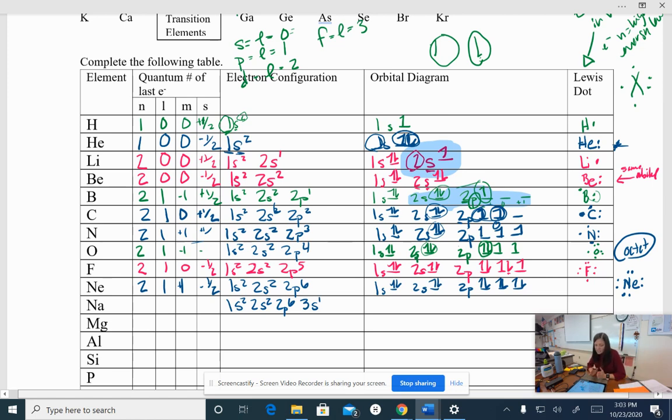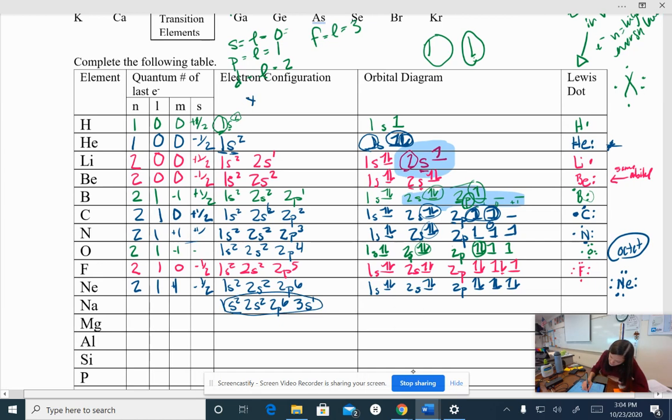Now, there is an easier way for me to do it than all of that. We call it noble gas notation, and we can really only start using noble gas notation after neon. So instead of writing all of this, what we're going to write instead is neon.